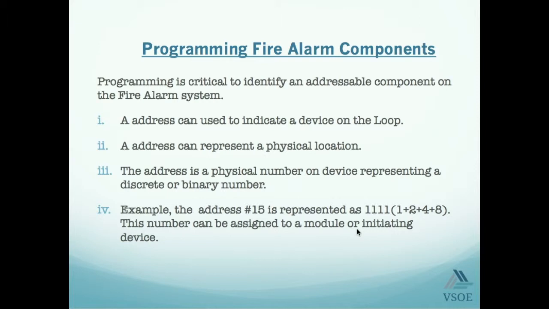Programming is critical to identify an addressable component on the fire alarm system. An address can be used to indicate a device on the loop. An address can represent a physical location. The address is a physical number on device representing a discrete or binary number. Example, the address number 15 is represented as 1111, which is 1 plus 2 plus 4 plus 8. This number can be assigned to a module or initiating device.